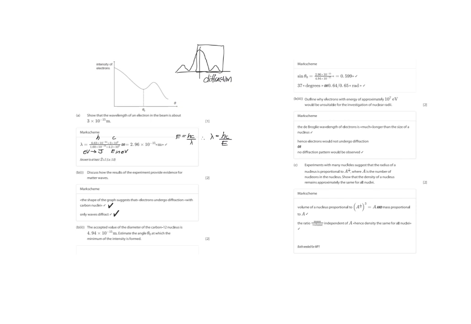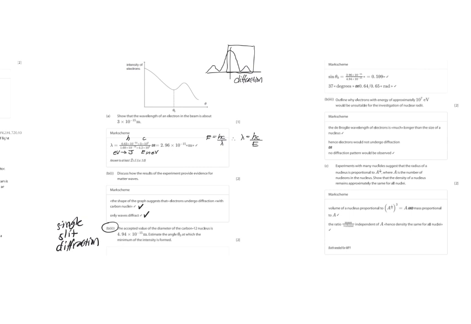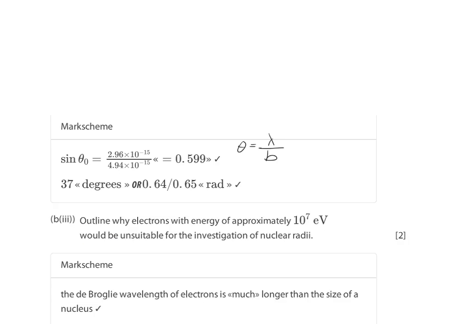All right, B II. B II is actually single slit diffraction. It says the diameter of the carbon-12 nucleus is 4.94 times 10 to the negative 15 meters. What is the angle at which the minimum is formed? If you remember from single slit diffraction, theta is lambda over b. So here's our lambda from before, and b is the slit size, or the size of the object causing the diffraction. And so we have sine of theta is 0.599. It's actually sine of theta is lambda over b, and we get rid of the sine for very small angles.